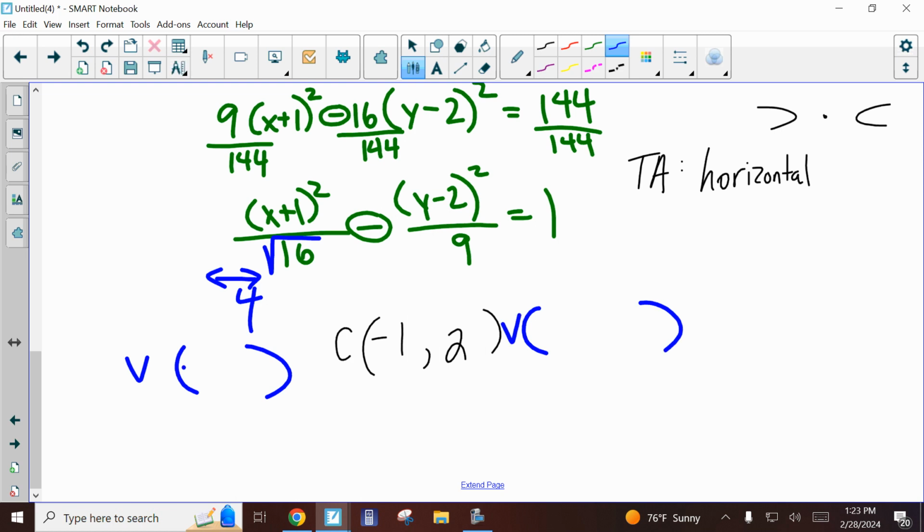So if I go left 4, that puts me at -5, 2. And then if I go right 4, 3, 2. There's your answers. So that's what you have to do on today's assignment.